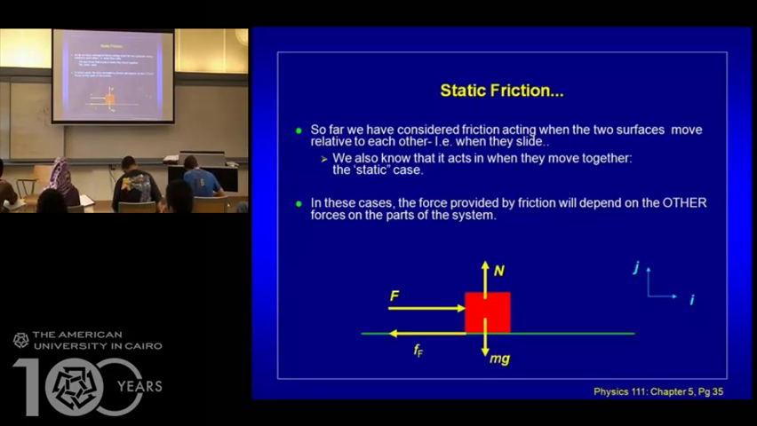So if I just measure the angle, I can get the coefficient of friction. That's a simple experiment to calculate the coefficient of friction between two surfaces. If you know theta, the tan of that angle theta equals the static coefficient of friction.